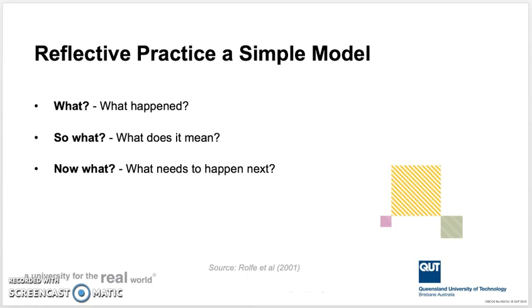For assessment 3B, I suggest you use this very simple but effective model of reflective practice by answering these 3 questions for each of your team members. This is your self and peer appraisal, the last task of assessment 3B. What happened? What does it mean? And what needs to happen next?